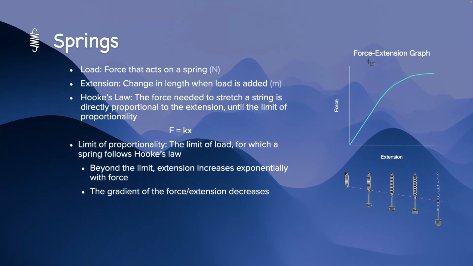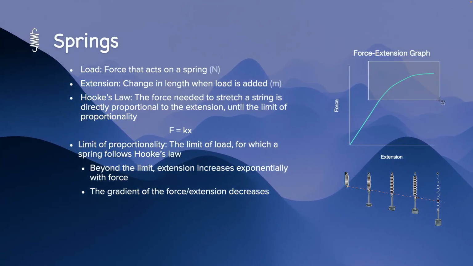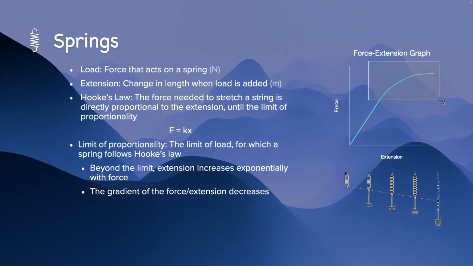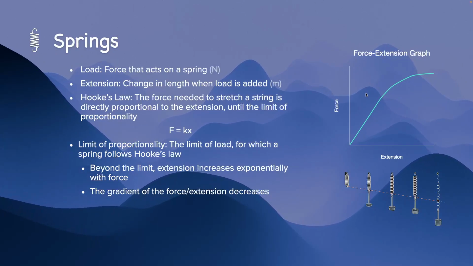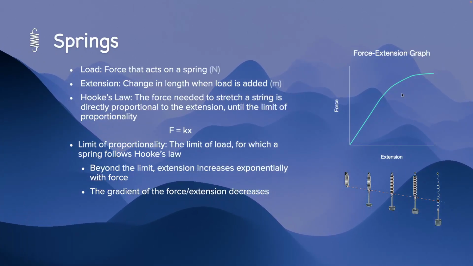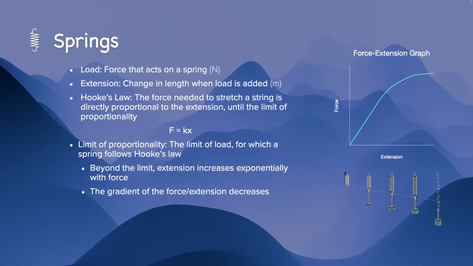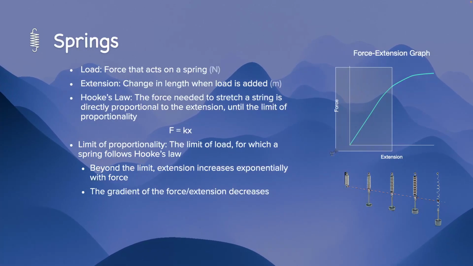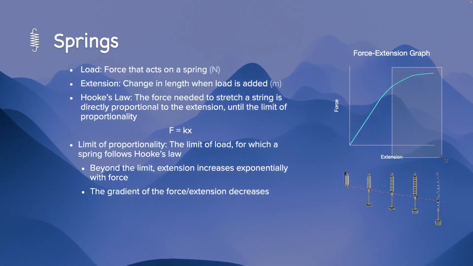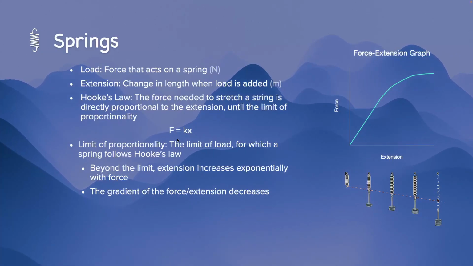But as you see ahead on this right side part, you can see the gradient changes, which means the ratio of change in force to change in extension changes, which means that in this part the string is being deformed and it doesn't follow Hooke's law. So this point between these two regions, where it is following Hooke's law and where it's not following Hooke's law, is called the limit of proportionality.